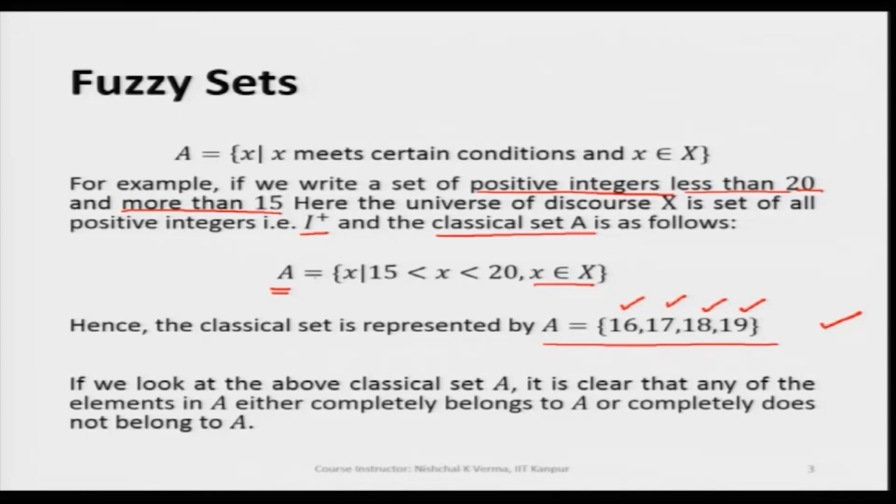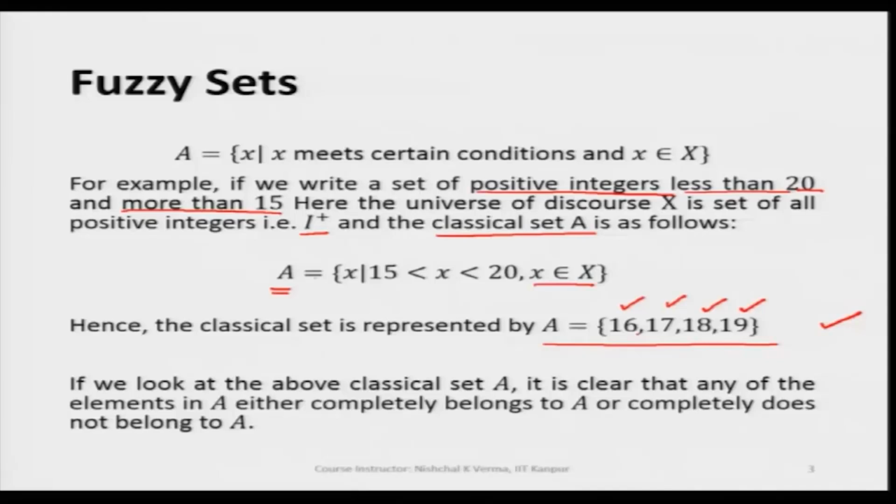Now, if we look at the above classical set, it is clear that any element either completely belongs to A, meaning it is present with 100%, or completely does not belong to A, meaning the element is not present in the set, so its percentage is 0. Any element which is not present in the set is present with 0%, meaning the element is not present.